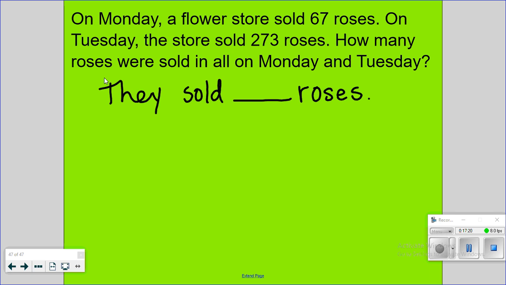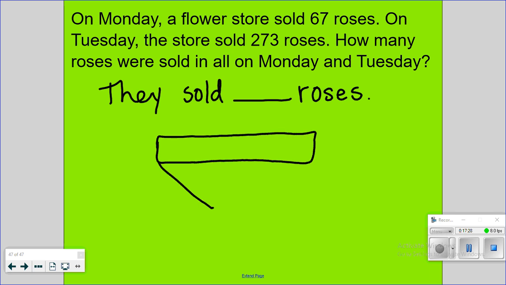Let's go ahead and draw our bar model. Start with a long bar, our big arms, and then a W for our whole. If I'm writing, you're writing, always. All right, let's start with my total.